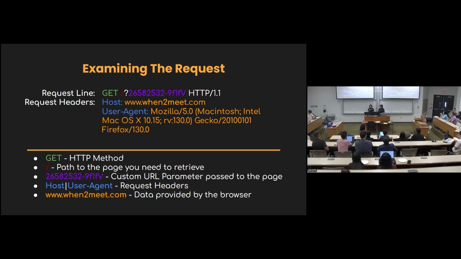In this case, the user agent helps identify who the client is, so maybe what type of browser if you are using a browser and what type of operating system you're working with, although this can be easily modified. And then you also have the host, which indicates what host this request is trying to be sent to.